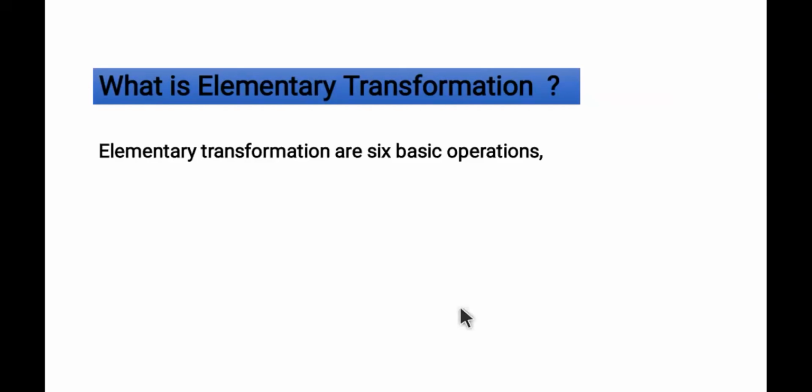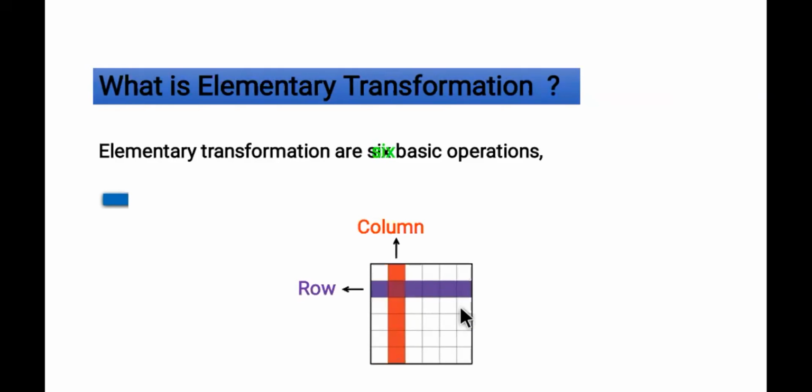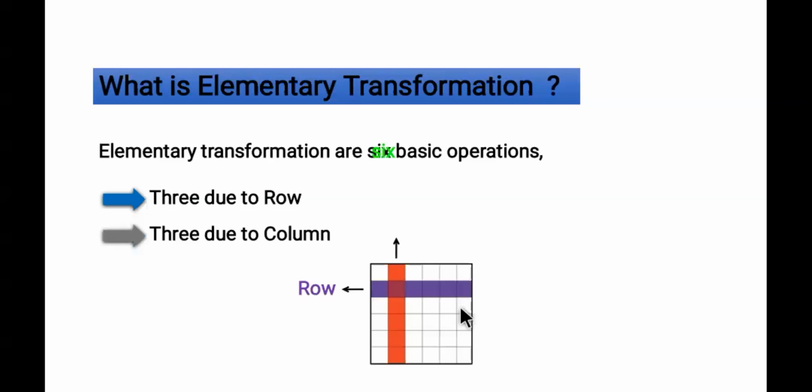Elementary transformations are 6 basic operations. Okay, so those basic operations you need to use to change the elements in a particular matrix. Now this 6 is divided: 3 are due to row and 3 are due to column. Okay, so let's go ahead. First, I'm going to explain all the 6 basic operations with the help of examples.